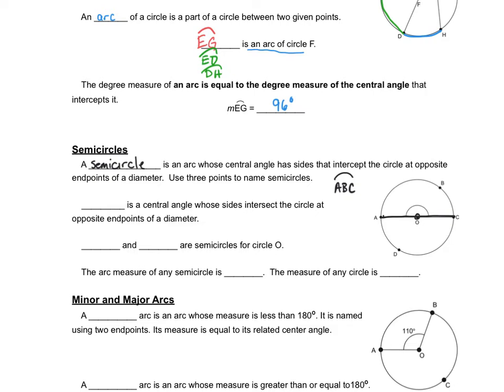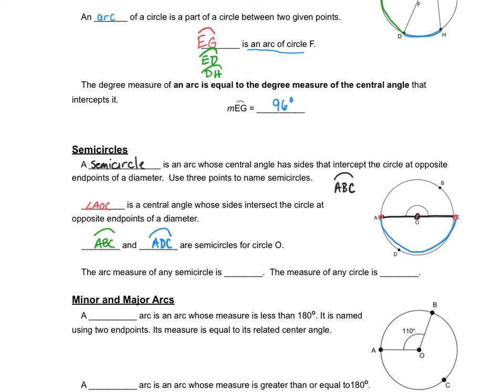Now, what else can we say? The blank is a central angle whose sides intersect the circle at opposite endpoints of a diameter. So in this case, we have angle AOC is a central angle, points on the circle passing through the center. And blank and blank are semicircles of this. So we have one semicircle, which we have already identified, ABC. And then if we went the other direction, we could have another semicircle, which would be ADC. Arc ADC, sorry, arc of that circle.